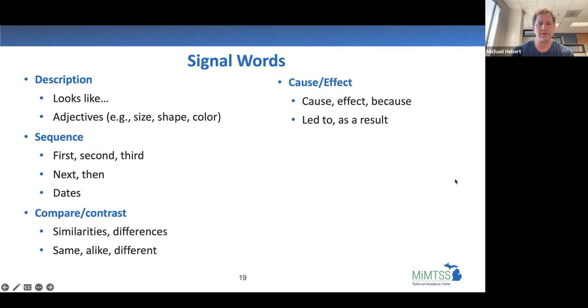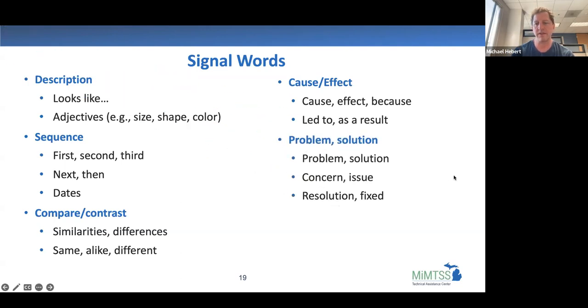Cause and effect, some of the signal words are, as you might expect, cause and effect, like this event caused this to happen. So if you see that word, that might be a signal of a cause and effect relationship, or the word because, or led to, or as a result of this, this happened. Those things might signal causes and effects. And then finally, for problem solution, you might see the words problem, solution, or there was a concern or an issue, or somebody fixed this problem, or there was a resolution, and things like that.